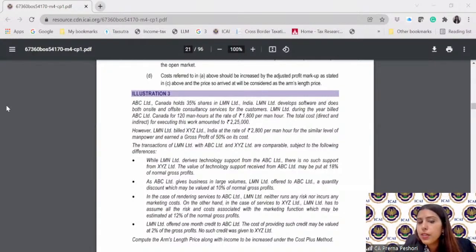Compute the ALP with the income to be increased under the cost plus method. So start computing and let me know the answers.